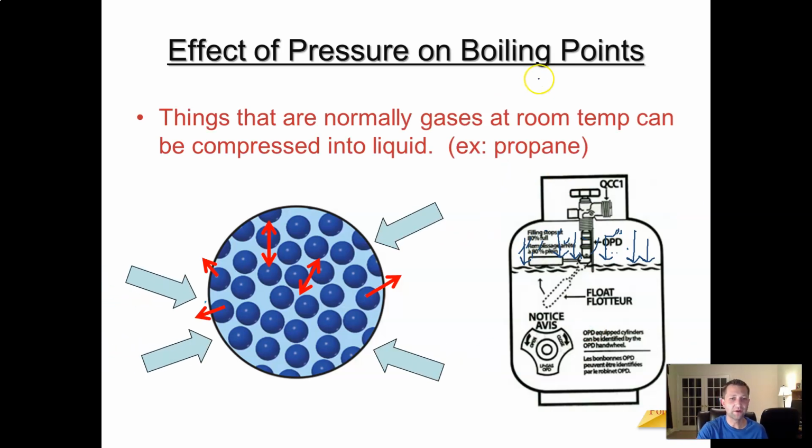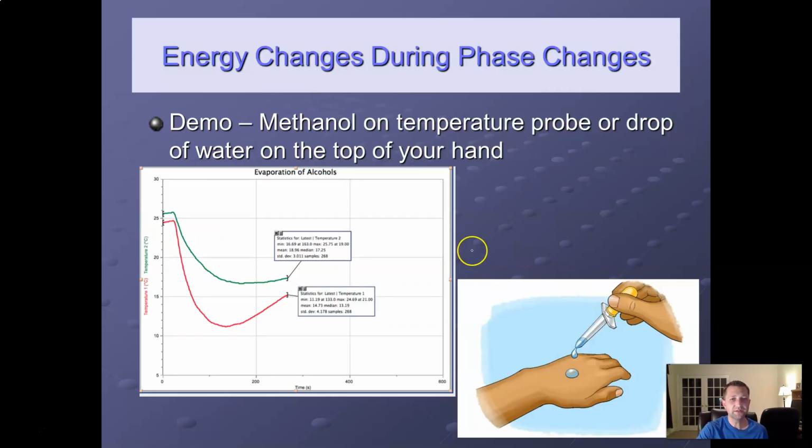But it's important to keep it pressurized. Things that are normally gases at room temperature can be compressed into a liquid, which is how propane tanks work. If you ever have a can of compressed air, you shake it up and it feels like liquid in there, because it is. It's air under really high pressure in the liquid state. If we're in school, I could do a quick demo of this. If you're at home, you can do this version of the demo here.